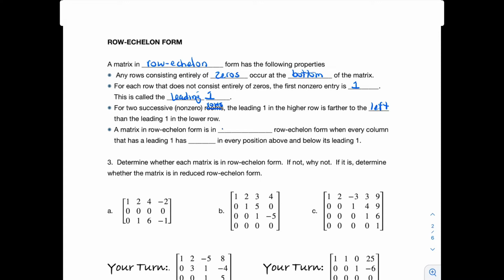And then finally, a matrix in row echelon form will be in reduced row echelon form, which is the second type of form you can do, when every column that has a leading one has 0 in every position above and below its leading one.